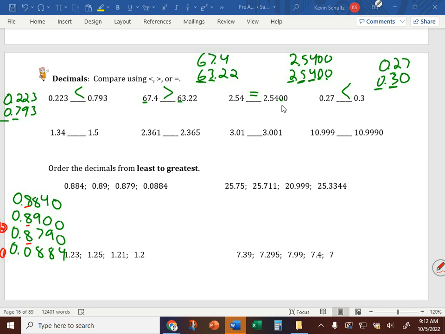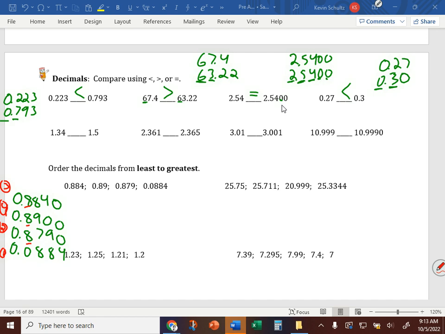What comes third? 0.8840. Yeah, 0.8840. Again, looking at the number after the decimal point or looking at the number of hundredths. We've got only 8 hundredths there. And then, of course, our greatest, 8,900, or the number of hundredths. It's got 9 of them. It's got the most. Okay.